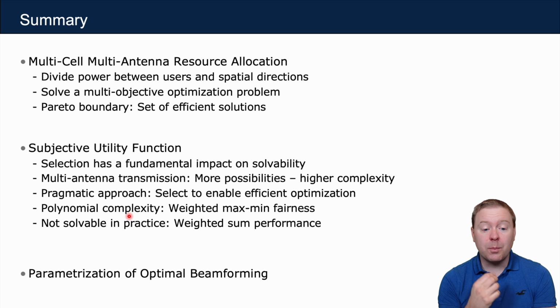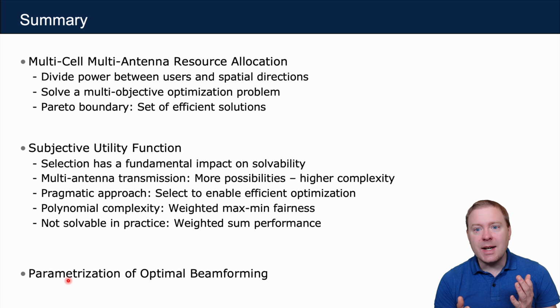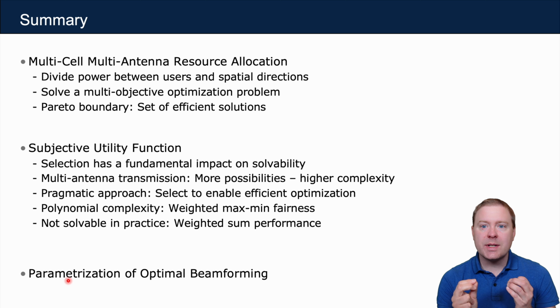And polynomial complexity is achieved by weighted max-min fairness, where you can tweak the weights in order to get the performance that you want as a system designer. A bad choice is the weighted sum performance metric, which leads to optimization problems that are not solvable in practice, at least not optimally. Finally, we could also consider the parameterization of optimal beamforming and select its coefficients in a heuristic way to get decent beamforming solutions as well, if we don't want to solve the entire optimization problem.